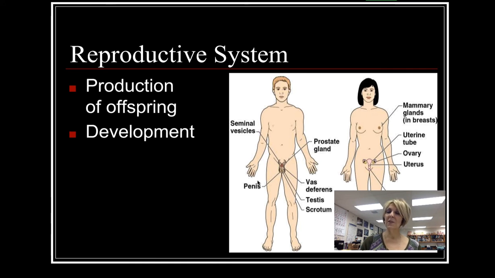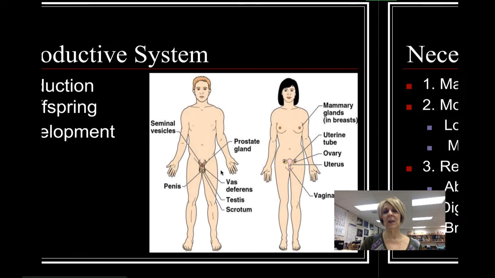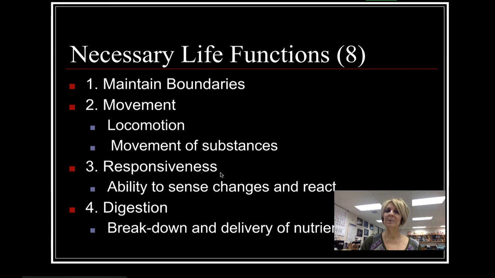We have our reproductive system. This is what is used to reproduce our offspring, and it also is involved in the development of males and females. So we have 8 different functions that are necessary for life. These would be good to make some 3x5 cards of to remember.